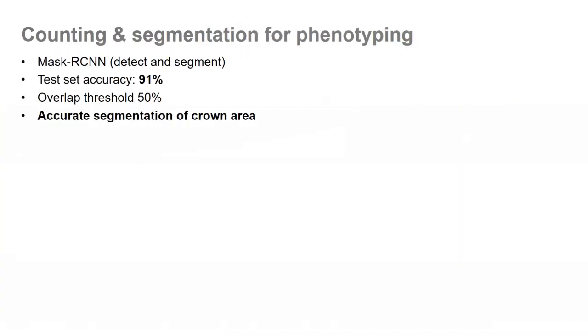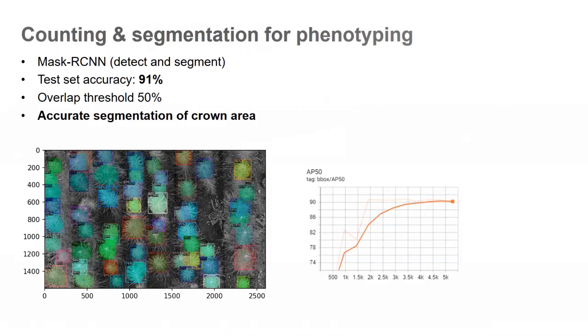The results from the segmentation algorithm were equally impressive. This is the Mask RCNN algorithm that looks to both detect seedlings but also to segment out the individual crowns. The test set accuracy in this example was 91%. We set our overlap threshold quite high because we want to do phenotyping, so only predictions that overlap ground truth by 50% are counted. But overall, we still see very accurate segmentation of the crown area. Once again, small training data set, but most of the seedlings are identified with high confidence, and the key crown area that we're interested in for phenotyping was accurately segmented out by the Mask RCNN algorithm.